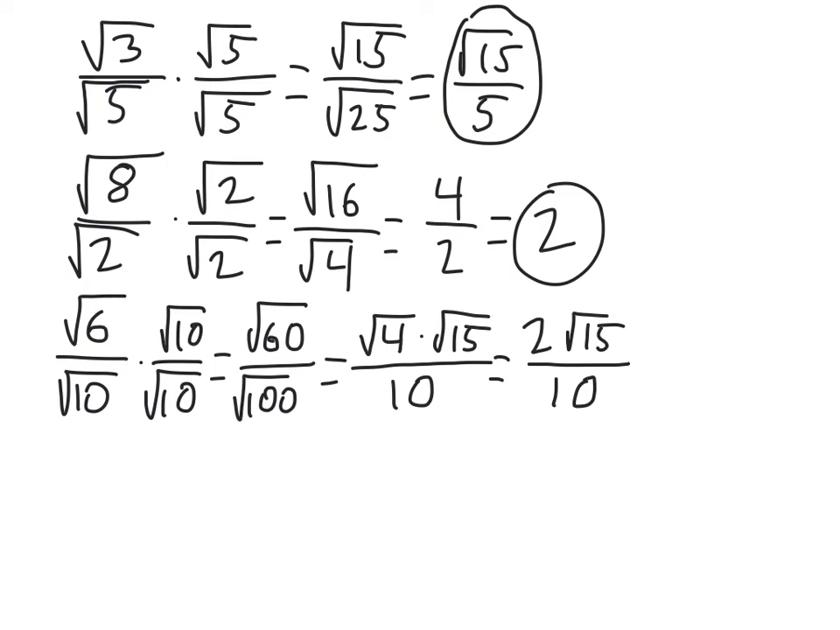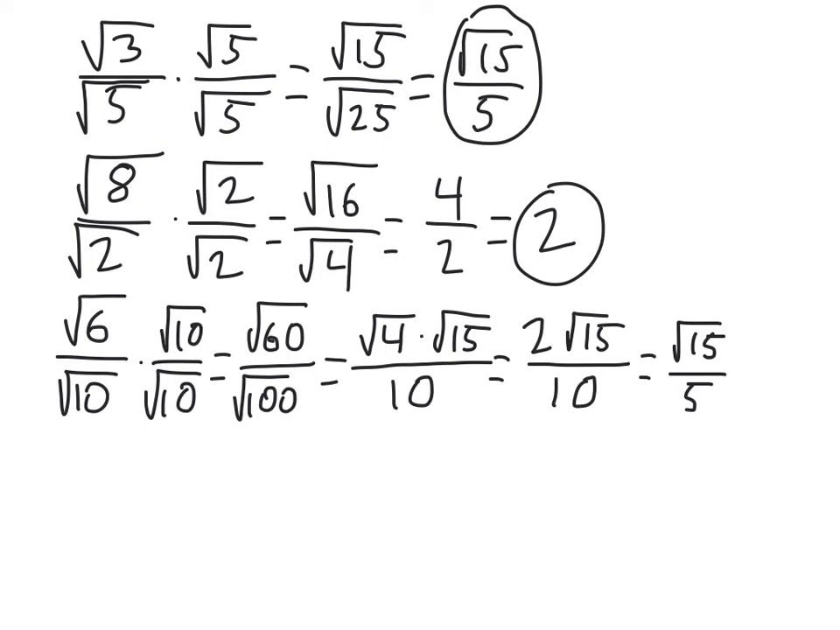Now, we've rationalized the denominator, no more square roots on the bottom. However, we have essentially 2 over 10 here. 2 over 10 can be reduced. So 2 over 10 can reduce to 1 over 5. So 1 times the square root of 15, or just the square root of 15, over 5. So 2 turned into a 1. We don't have to put the 1 there because there's already something else there. And 10 turned into a 5.